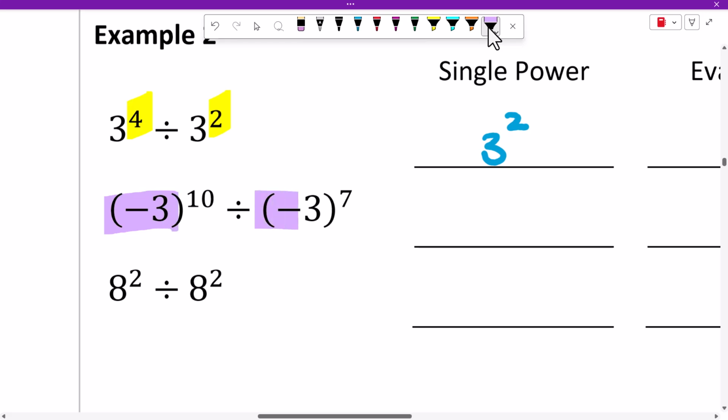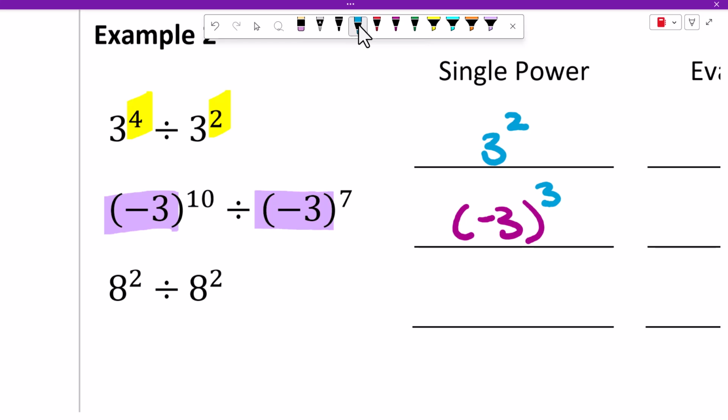The next one, right? The bases are the same. So when you're writing it down, make sure you include the brackets because the bracket is a part of the base. So -3, like that. What should the exponent this time be? Liam again. Bracket -3, close bracket 3. Yeah, like that. So 10 minus 7 gives us the 3.